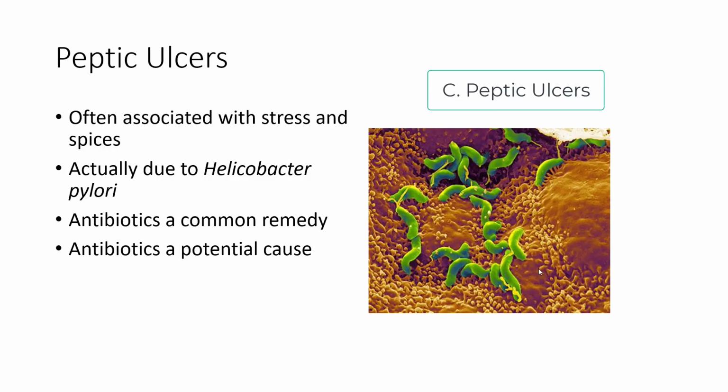Peptic ulcers are another problem in the stomach. These are often associated somewhat incorrectly with stress and spices. They are actually due to a bacterium called Helicobacter pylori. Antibiotics are a common remedy for peptic ulcers because they kill Helicobacter pylori. Why is Helicobacter pylori there in large numbers to begin with? Well, possibly because antibiotic exposure early in life can damage the ecosystem of the stomach and cause imbalances in the bacteria, allowing Helicobacter pylori to become more common.